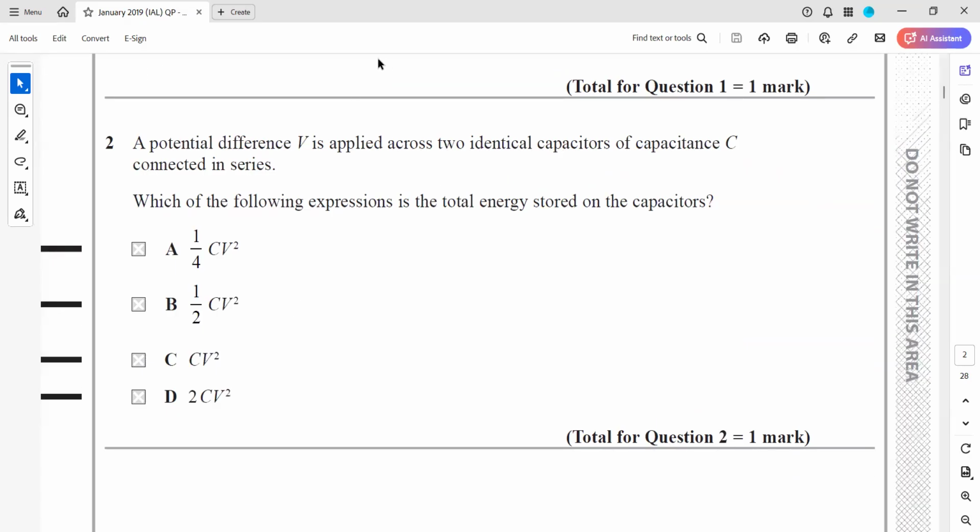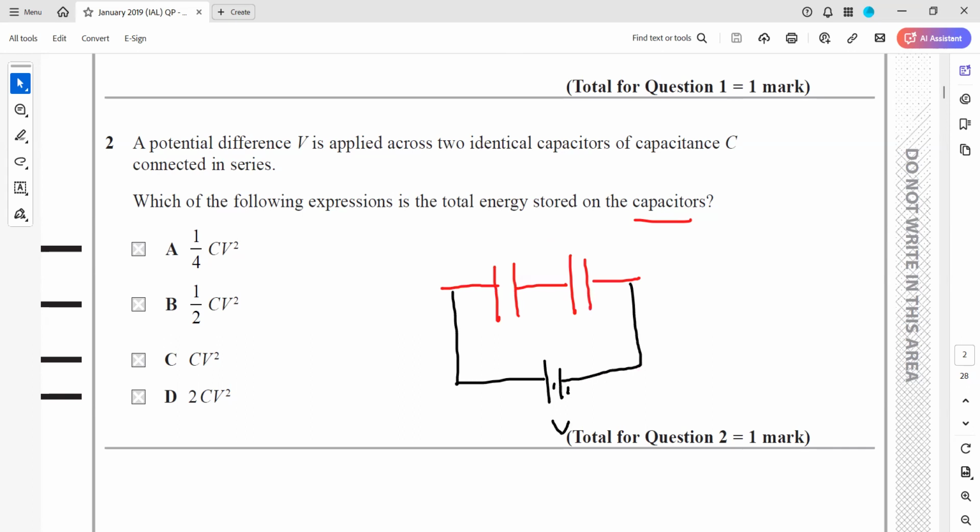A potential difference V is applied across two identical capacitors in series. One capacitor is connected to another, and both are connected in series. Which of the following expressions is the total energy stored on the capacitors? How will we know the total energy stored? When two capacitors are connected in series, the voltage divides between them. If it is connected to a supply with total voltage V, the potential across one is V by 2, and across the other it's also V by 2.